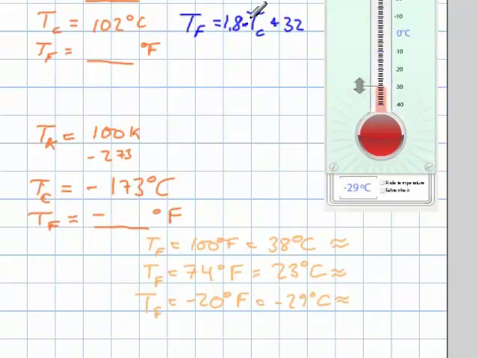Instead of using this here with the 1.8 and 32, you use instead 30 and a multiplier of 2. So here it is. 100 degrees Fahrenheit minus 30 is 70, divided by 2 is 35 degrees Celsius. 74 minus 30 is 44, divided by 2 is 22 degrees Celsius. Negative 20 minus 30 is negative 50, divided by 2 is negative 25 degrees Celsius.